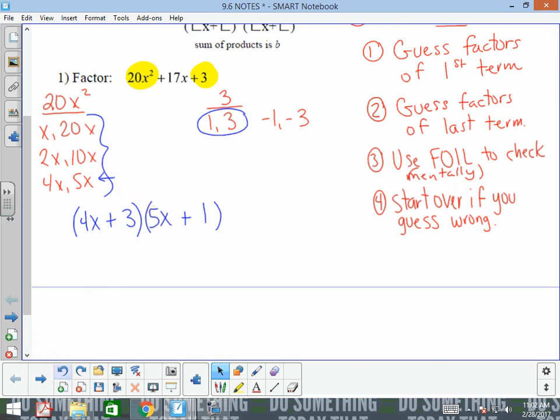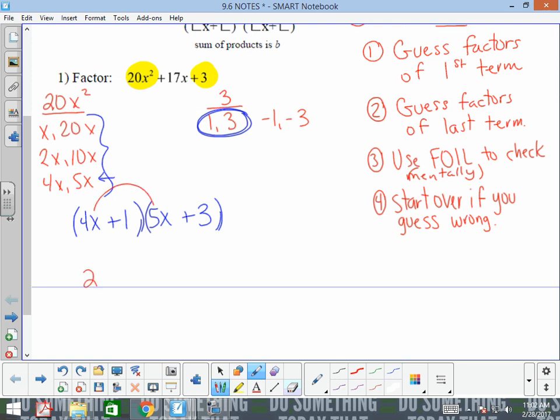When I start all over, I usually start with my last term factors. So I'm going to switch around the 1 and the 3. I'm going to put the 1 here and the 3 here. I don't do too much switching around because that can be confusing. You might miss a combination. So I just switched around 2 numbers. All right, so let's start over with the check again.